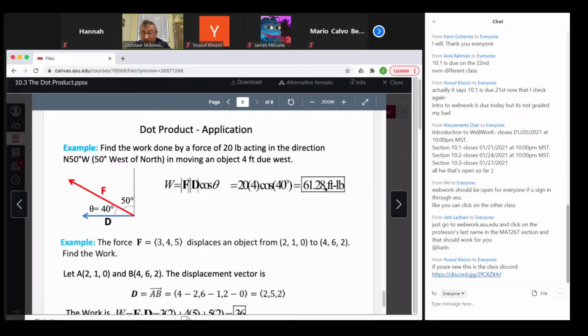The unit is foot-pound. You remember in the American system, the unit of work would be joule, but here we don't have a special name for this. The unit is foot-pound. That's a unit of work in the American system.